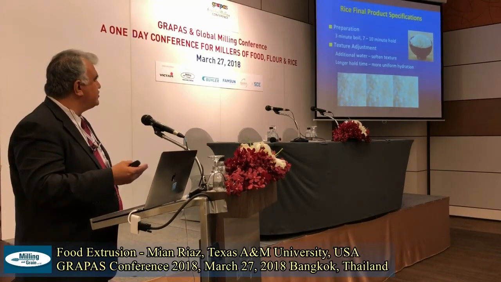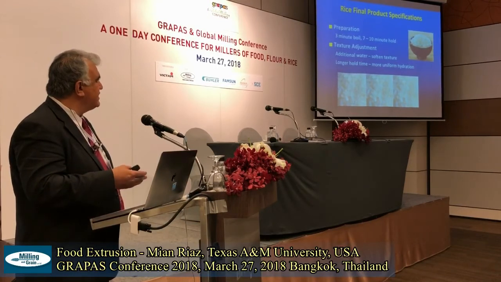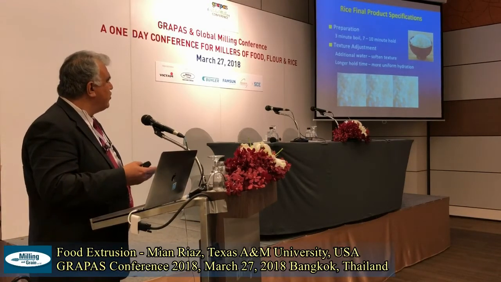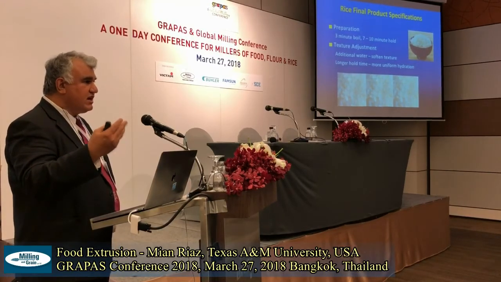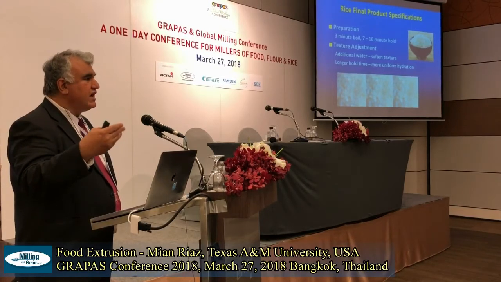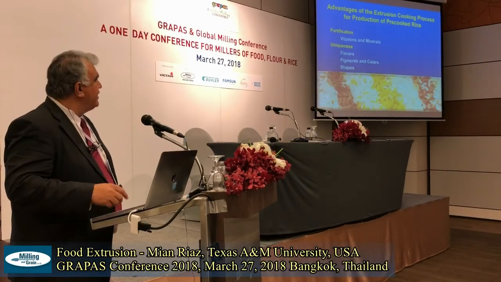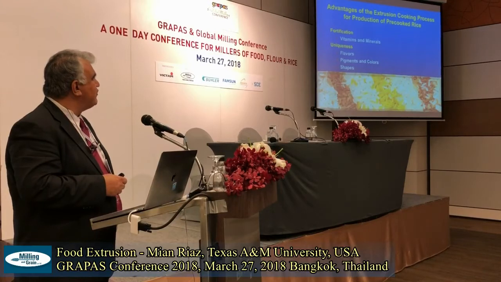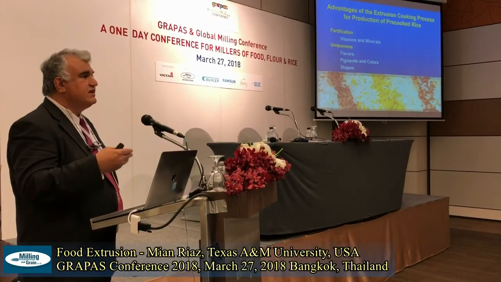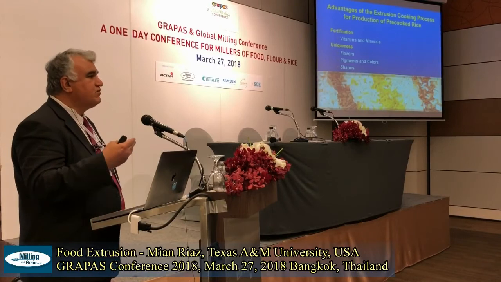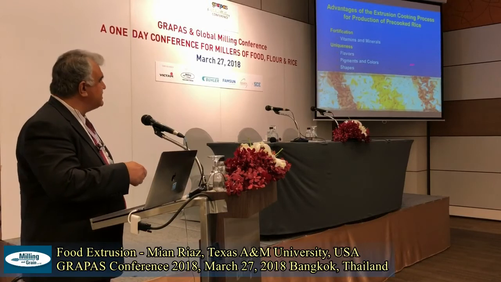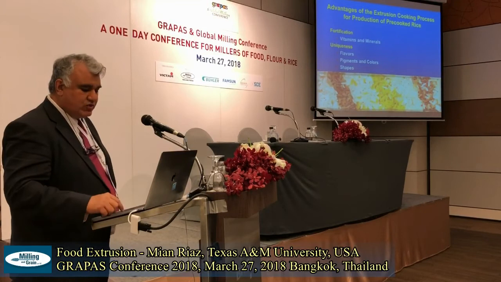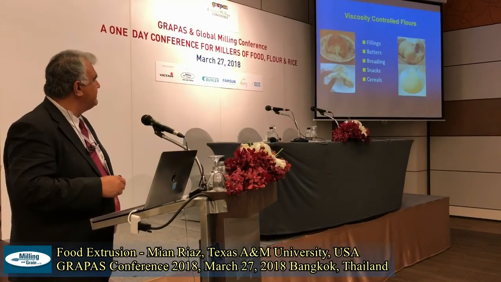You can adjust the texture. If you add too much water, texture will get softer. Longer hold time gives more uniform hydration. In other words, you can create basically a rice analog from the broken rice which has no value and would go to animal feeding. On top of that, you can fortify them with vitamins and minerals, especially for the child nutrition program. You can add some flavors, cinnamon flavors. People add turmeric. You can add some pigments, colors to represent different rice. And then you can have a smaller shape, a longer shape, whatever die you have.